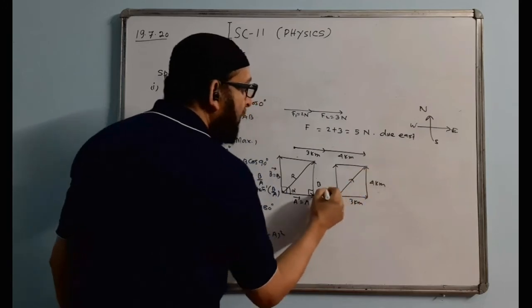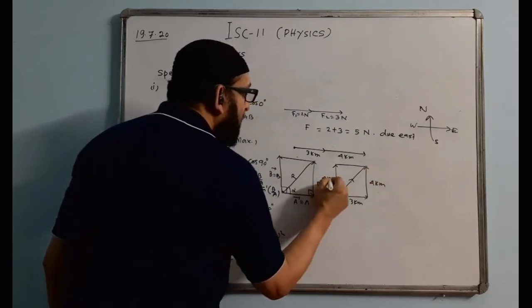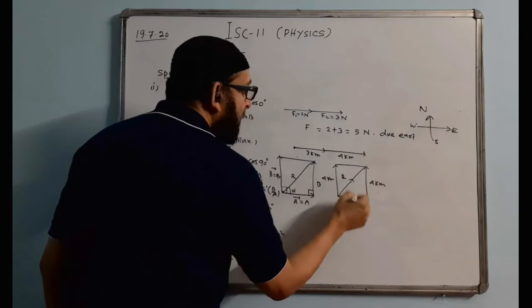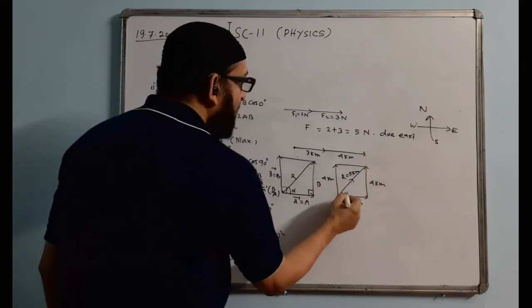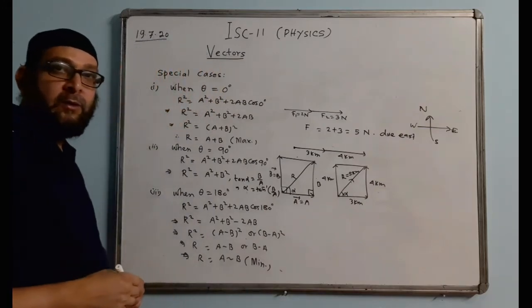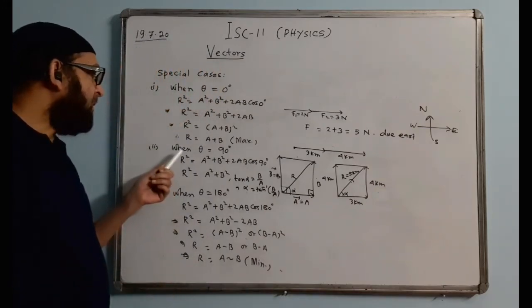We are making a parallelogram here. The parallelogram will become a rectangle. This 4 km will come here only. This is R, the resultant. This will come to 5 km. That is the value of displacement, and we will find the value of this angle also, tan alpha. Direction also we will find. That is the second case.